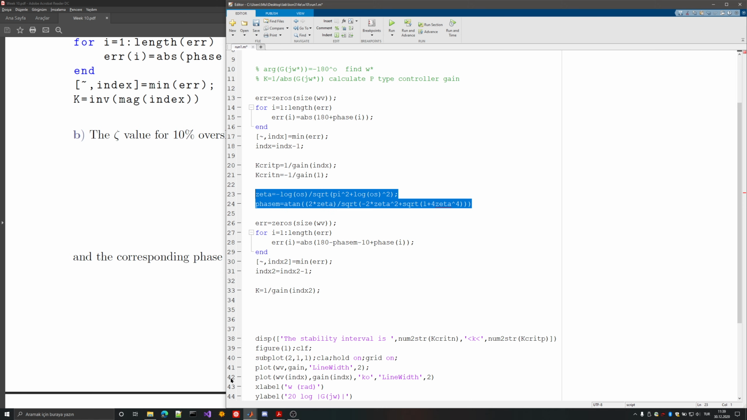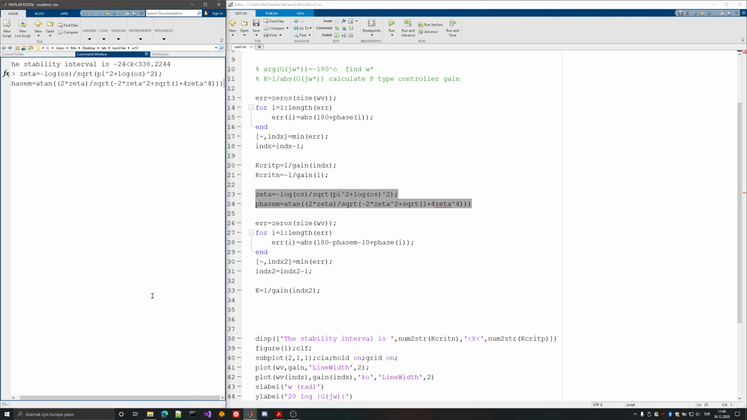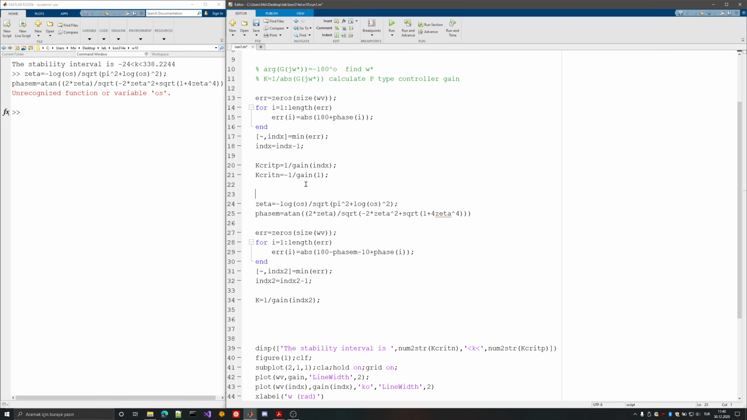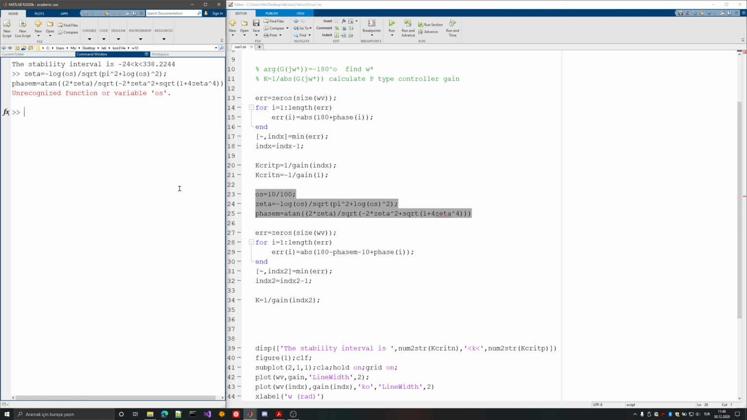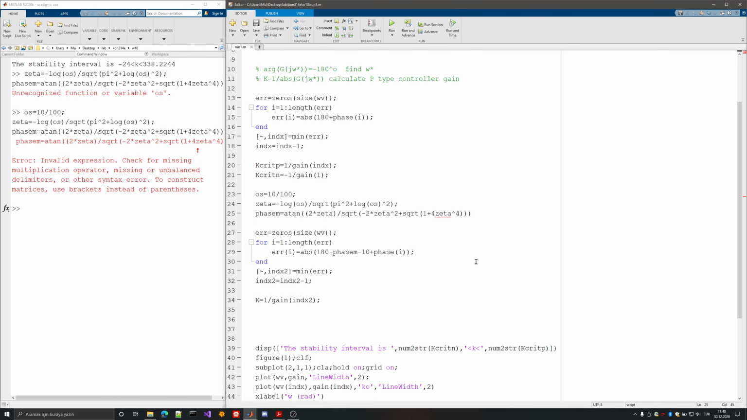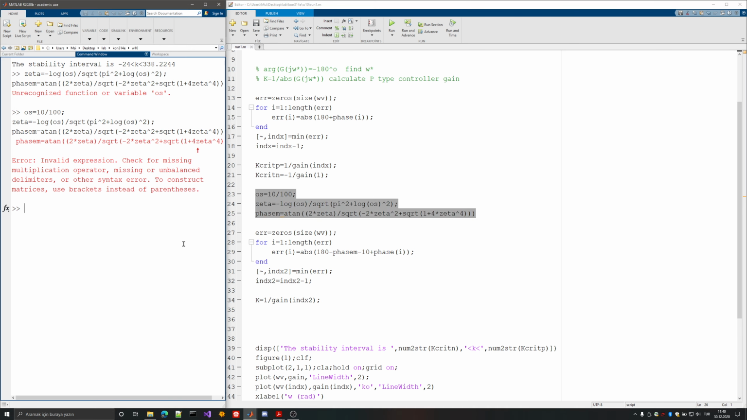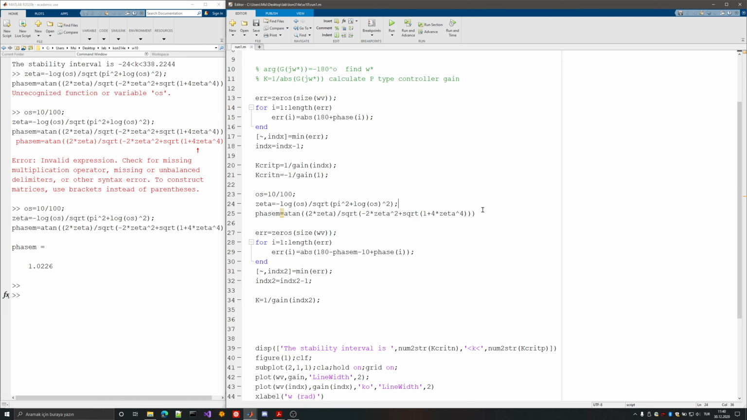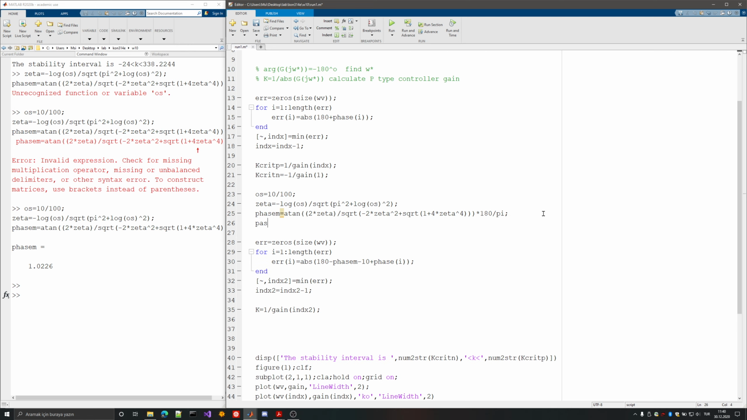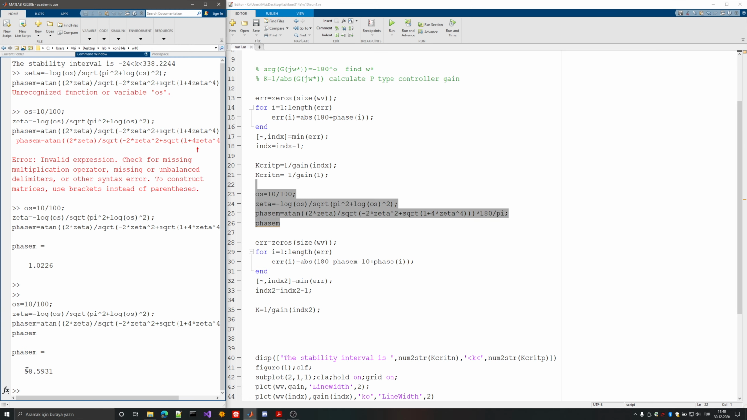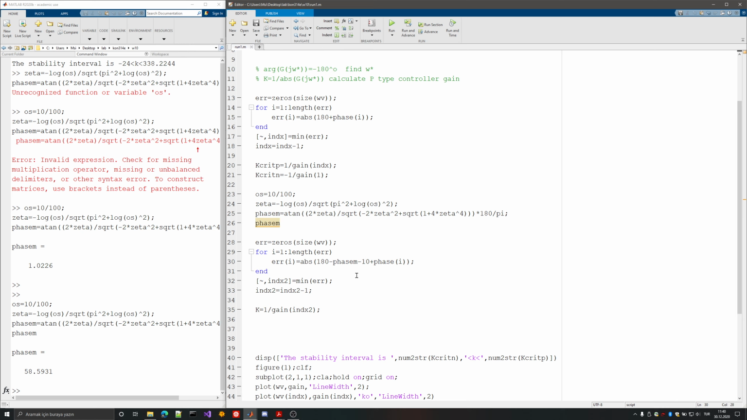Let's see. Most probably I didn't define overshoot. It was 10%. Times, and this is in radians, so I have to convert it into degrees. Now you can see that this value is basically the same value from the PDF. Now I can add this to my searching point and it will help me.